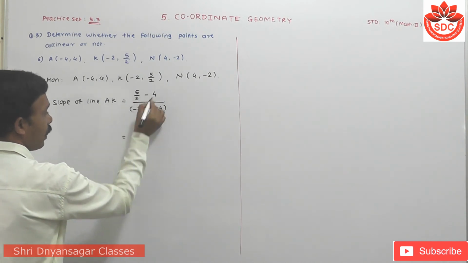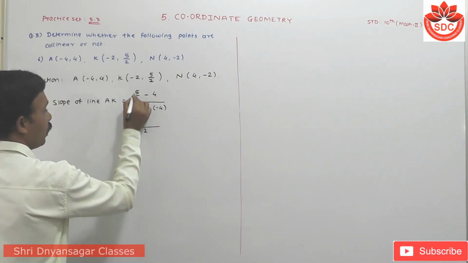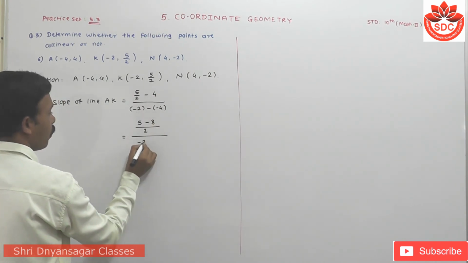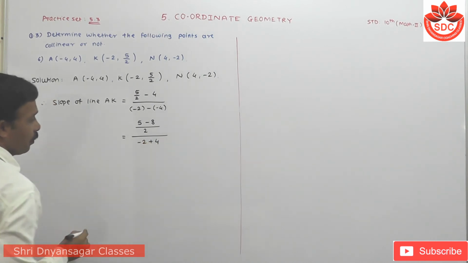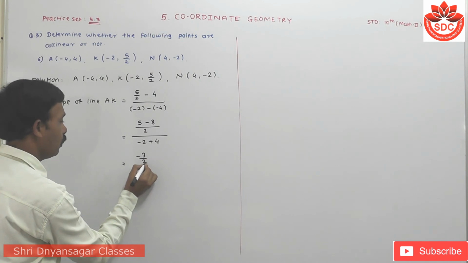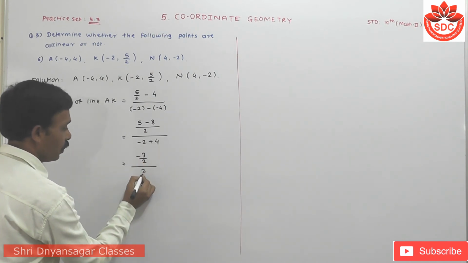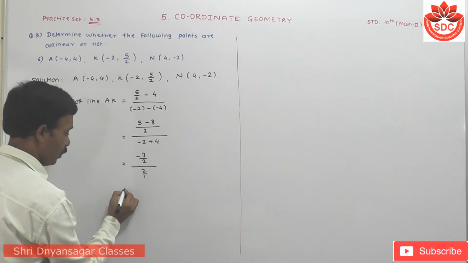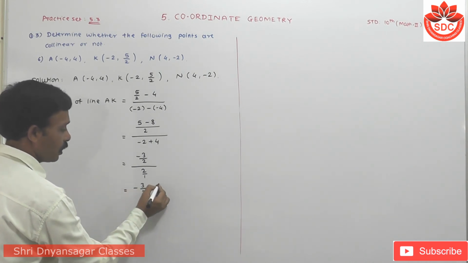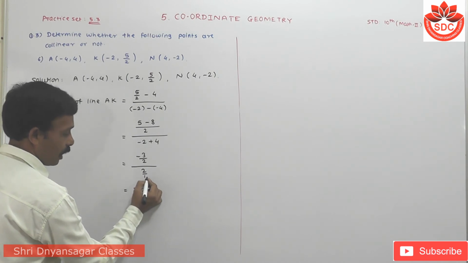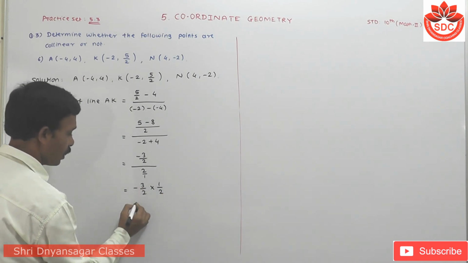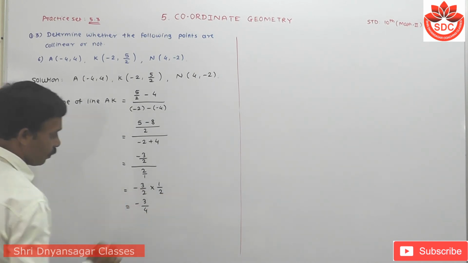Then student, I have to take LCM of its numerator, which is 2. Then 5 as it is, 2 fours are 8, upon -2 minus minus, plus 4. Look carefully student, the subtraction is -3 upon 2, upon this is plus 2. Now the denominator of this 2 is 1. When we take its reciprocal, then 3 upon 2 into, when we transpose it, numerator becomes denominator and denominator becomes numerator, which means 1 upon 2. Which means the slope of this line is -3 upon 4.